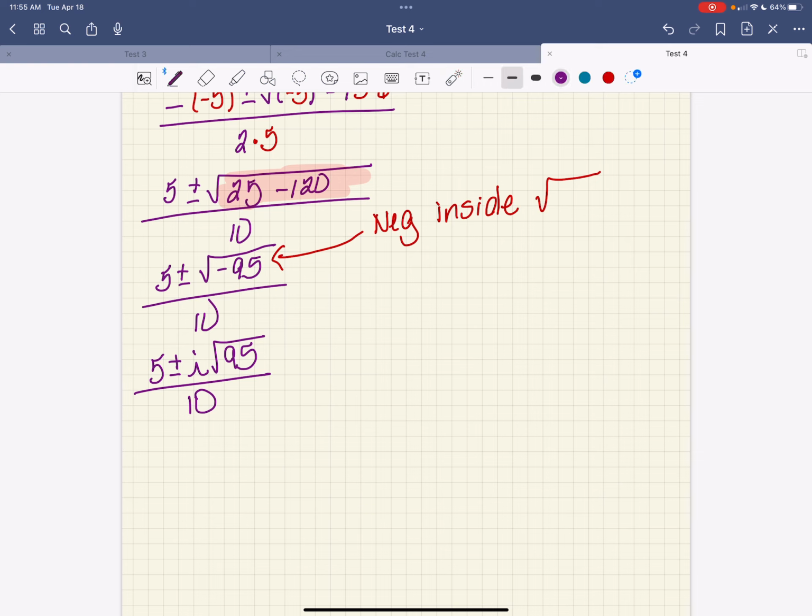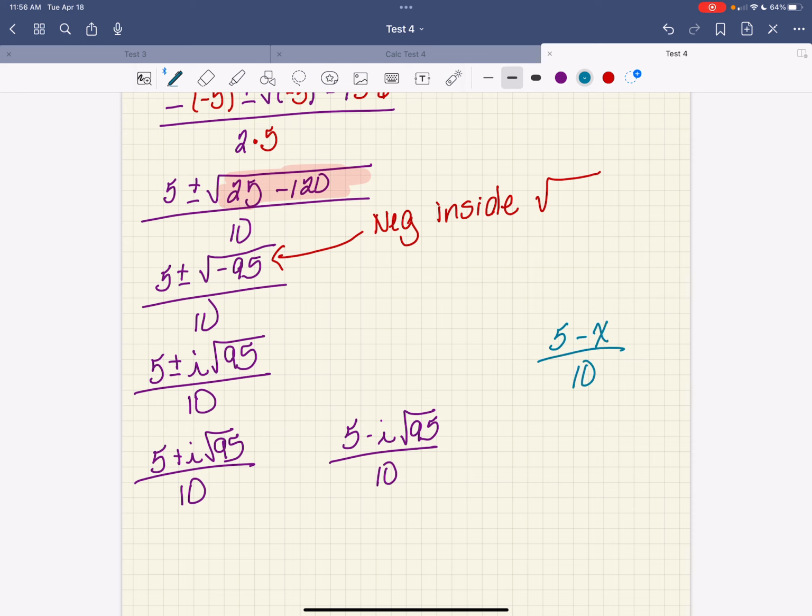Now, there are 2 here. It's 5 plus i on the square root of 95 over 10, and 5 minus i on the square root of 95 over 10. But that 5 and 10 cannot cancel. It's the same thing as if I had 5 minus x over 10. Could I cancel that 5 and 10 here? No, it's the same thing. I can rewrite it as 2 fractions, but I can't just cancel it.